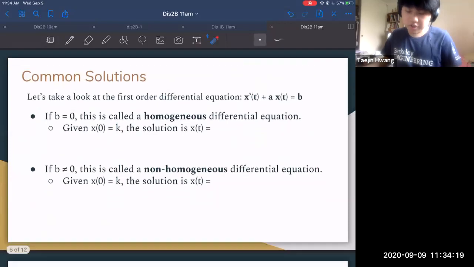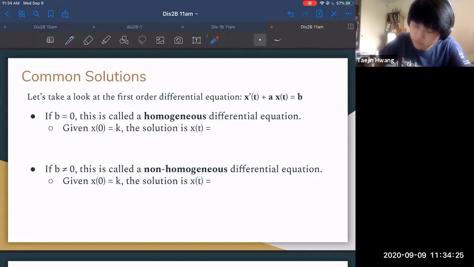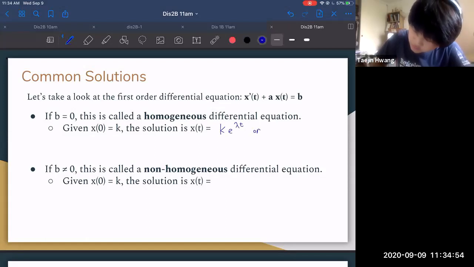And to relate to what we were all doing here, if we're given any differential equation of the form x prime plus ax is equal to b, if b is equal to 0, we often call this a homogeneous differential equation. And if x of 0 is equal to k, in other words, if the initial condition is equal to k, we're going to say that the solution is going to be equal to k e to the lambda t. Or in this specific format, notice how this is different from x prime is equal to lambda x plus u.